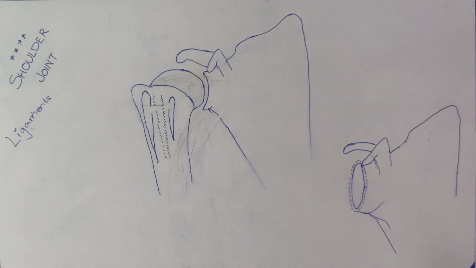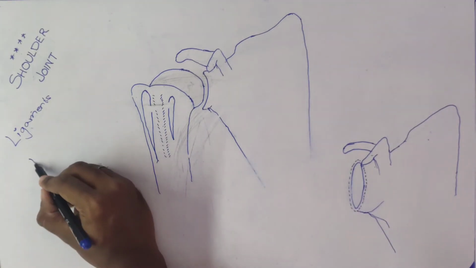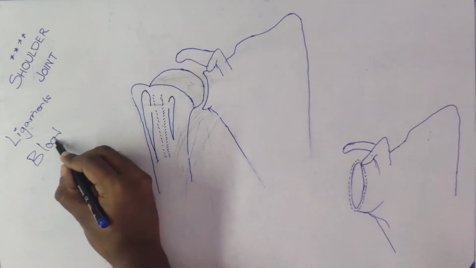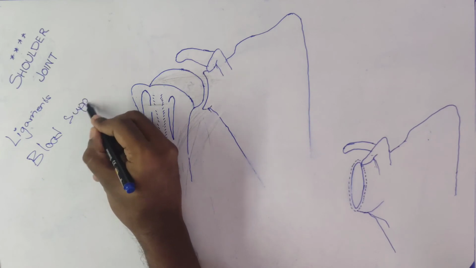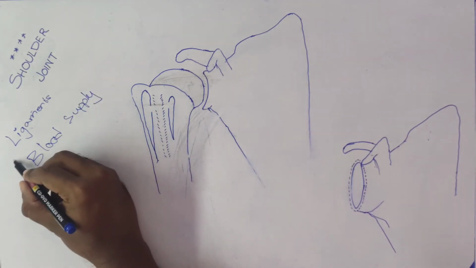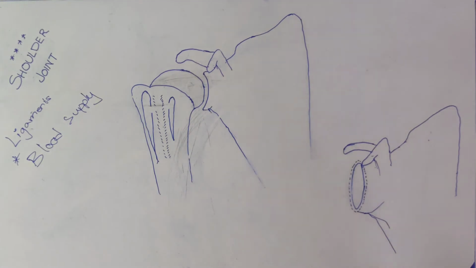Okay, now one of the important concepts is blood supply. Blood supply will give you a 2 marks question and in the Viva section, as well as 2 or 3 marks in the essay question.